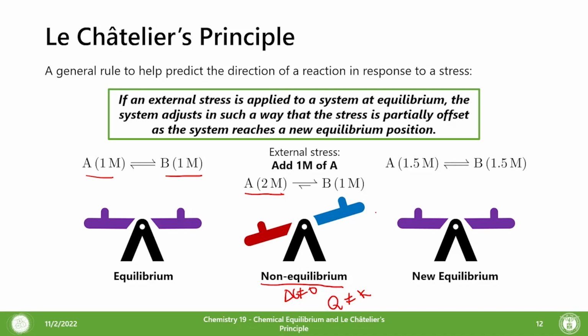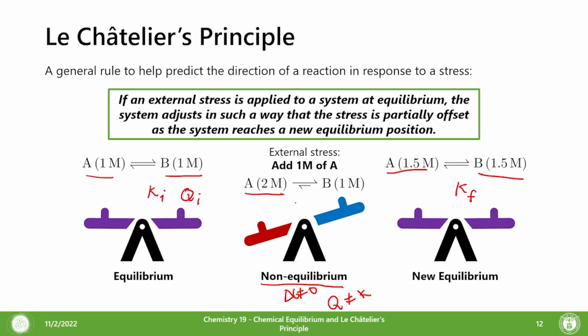Okay, and so in response, the stress will be relieved and we will get this final concentration, 1.5 molar of A and 1.5 molar of B. This will be our new equilibrium. So did the K change from our initial to the final position? No, it's still equal to 1. K will always be constant, whether at equilibrium or non-equilibrium. But the Q did change.